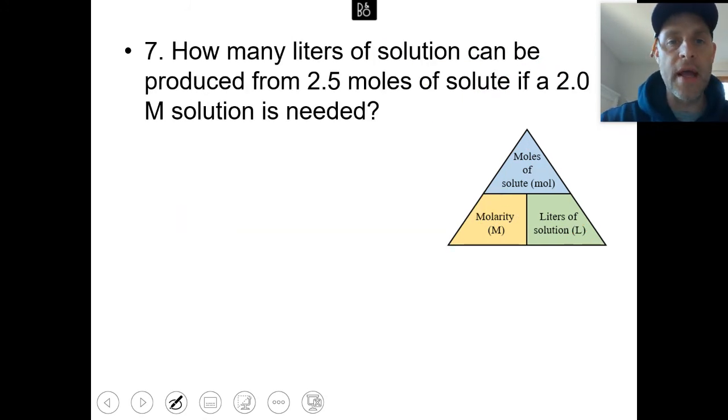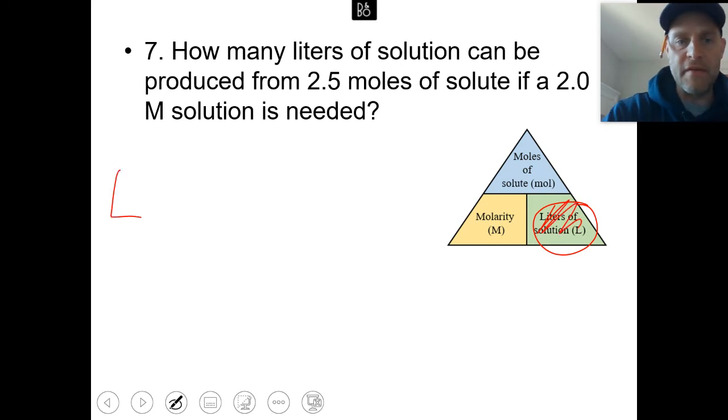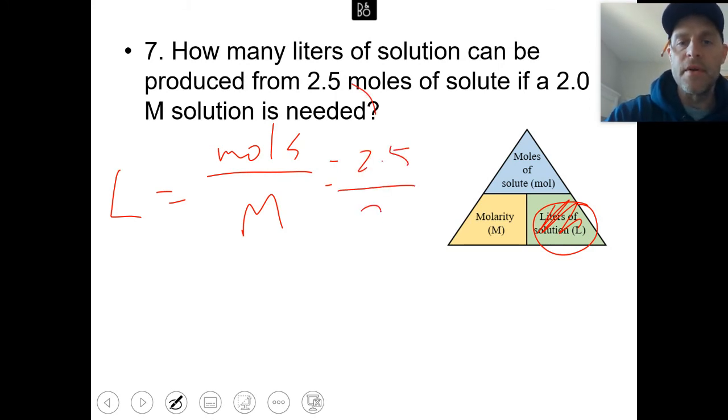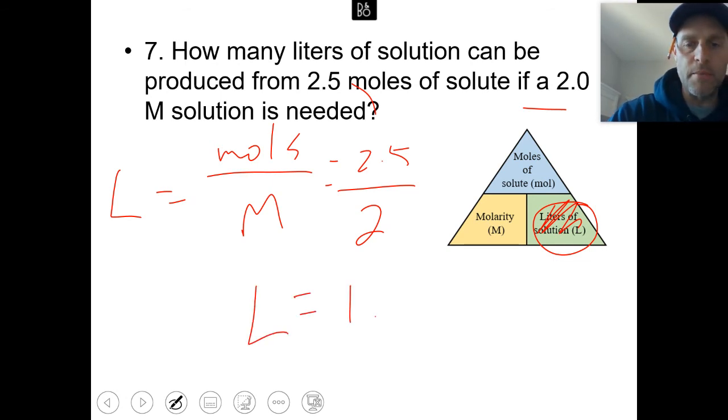One more and we'll call it a day. How many liters? Now, I guess I haven't done any of those yet, but you know how to do that, right? Liters, cover it up. I'm solving for liters. What do I have left? I have moles on top over molarity on bottom. Okay, well, I can do that. Plug it in. 2.5 moles on top, 2 molar solution on bottom, 2.5 divided by 2 equals 1.25 liters.